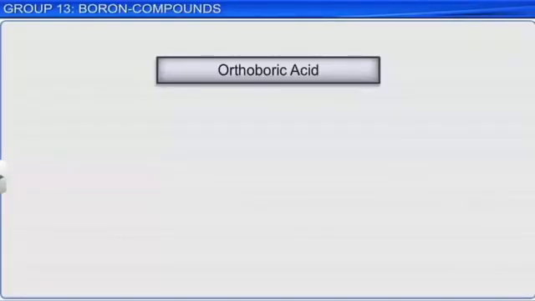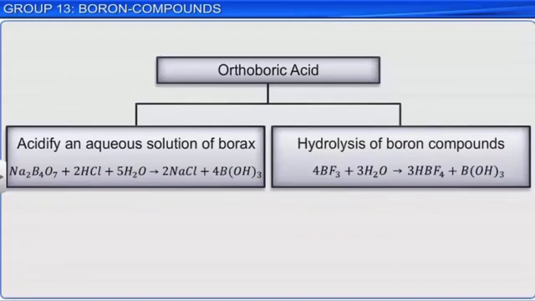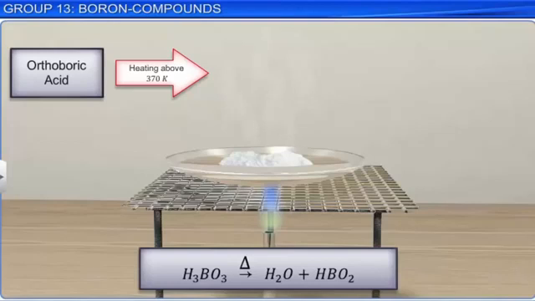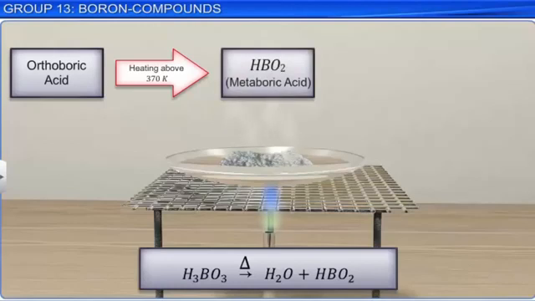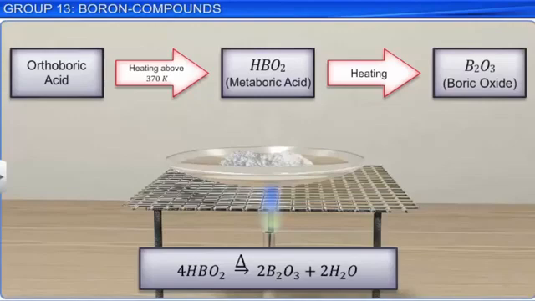There are mainly two ways to prepare orthoboric acid. One way is to acidify an aqueous solution of borax. The balanced equation is given here. Another way to prepare orthoboric acid is the hydrolysis of boron compounds. For example, the reaction of boron trifluoride with water yields fluoroboric acid, HBF4, along with orthoboric acid. When heated above 370 Kelvin, orthoboric acid decomposes to form metaboric acid, HBO2. If metaboric acid is heated further, it will form boric oxide, B2O3.